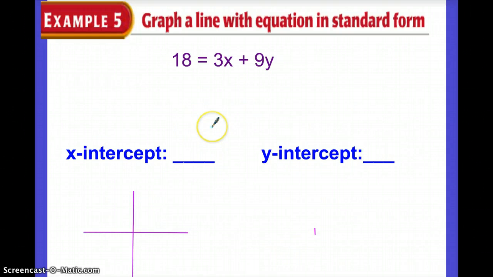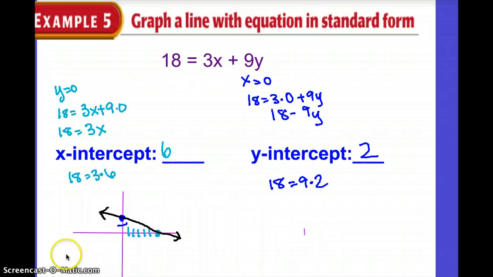Go ahead and try this one on your own. Hit pause now. As you can see, when I plug in y equals 0, I get 6 as the x-intercept, so I've graphed that on the x-axis, the horizontal axis. For the y-intercept, that's when x equals 0, so I plug that in, and I can see that the y-intercept is 2 because 9 times 2 equals 18. I've graphed that on the vertical axis, and we have our line graphed, again using the intercept method.